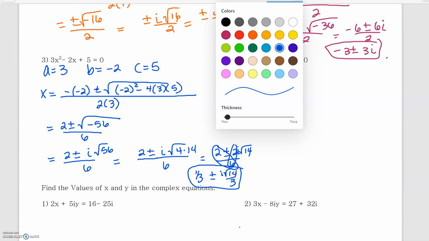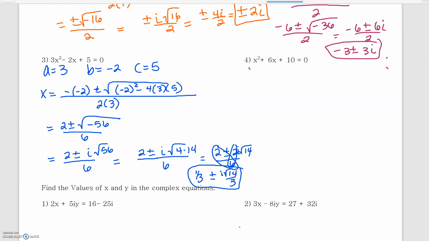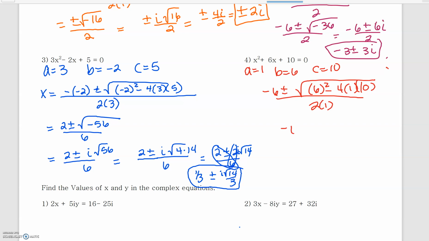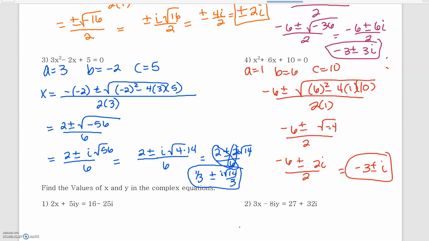So the last one here of the quadratic formula, a is 1, b is 6, c is 10, x equals the opposite of b plus or minus the square root of b squared minus 4ac all over 2a. So we end up with negative 6 plus or minus the square root of 36 minus 40, which would be negative 4. And so we can simplify that to a 2i. And then we want to simplify all three of these. And that's going to give me negative 3 plus or minus i.